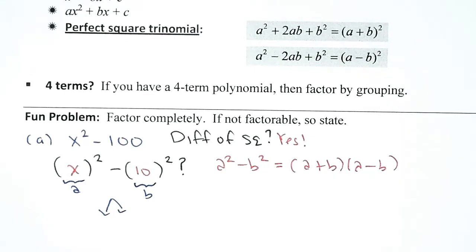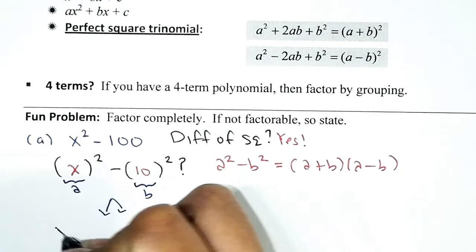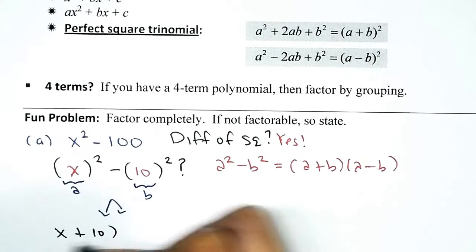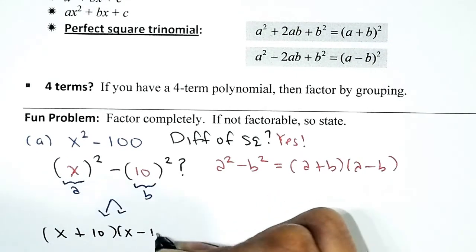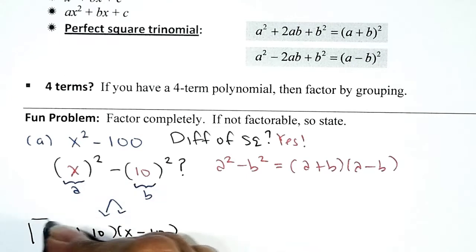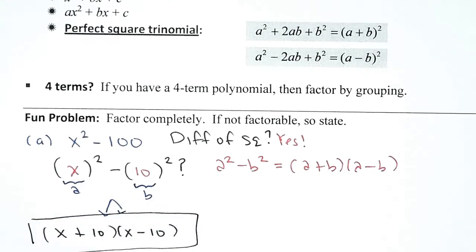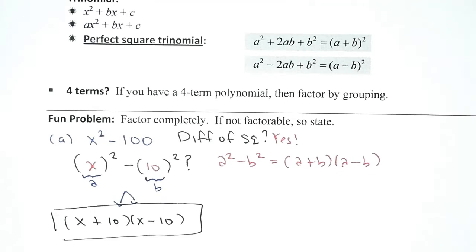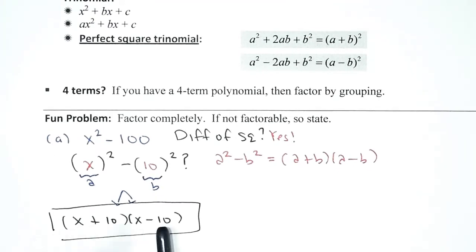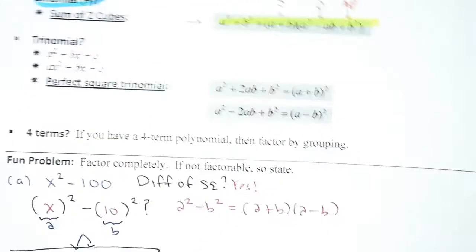So this should factor to x plus 10 times its conjugate of x minus 10. What do we do thereafter? Nothing. We already watched out for common factors, but in the event that we overlooked it, we check it now. There's no GCF to yank out, so we're good. Okay, let's go ahead and knock out problem B.